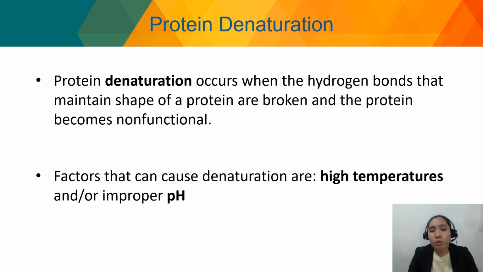So, for the protein denaturation, ibig sabihin ng protein denaturation, it occurs when the hydrogen bonds that maintain the shape of a protein are broken and the protein becomes non-functional. So, factors that can cause denaturation are high temperatures and or improper pH.